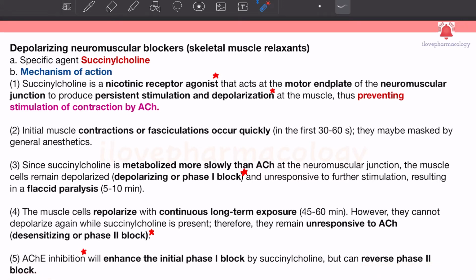Which is the example for an acetylcholinesterase inhibitor? It is neostigmine. Neostigmine is an anticholinesterase. Anticholinesterase will inhibit the acetylcholinesterase activity, thereby enhancing the initial phase 1 blockade, whereas it can reverse the phase 2 blockade.